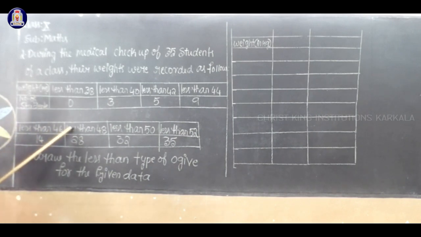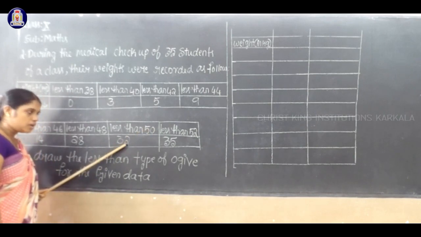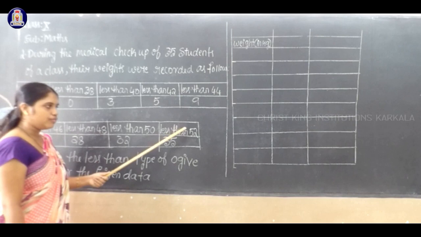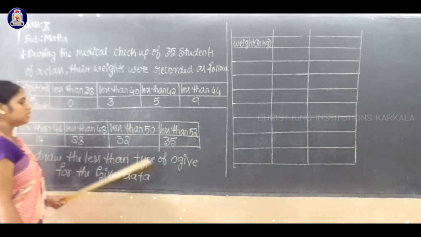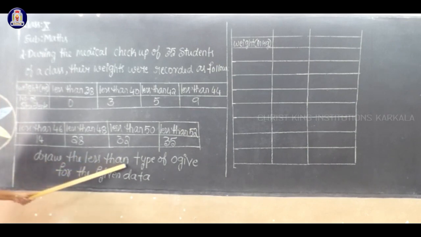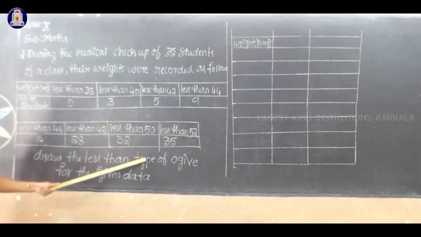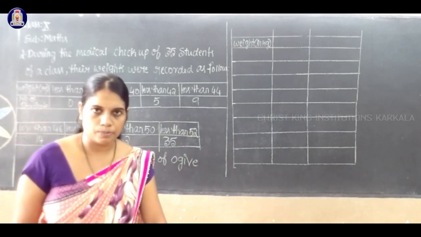Next, less than 48. What is the number of students? 28. Next, less than 50. What is the number of students? 32. Next, less than 52. What is the number of students? 35. So draw the less than type of ogive for the given data. Whatever data they have given, you have to draw the less than type of ogive.